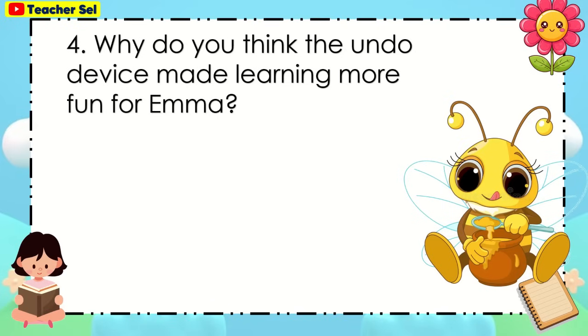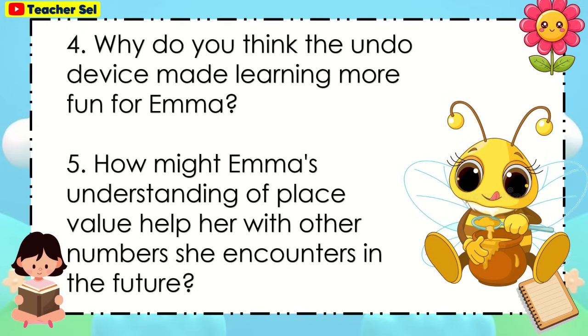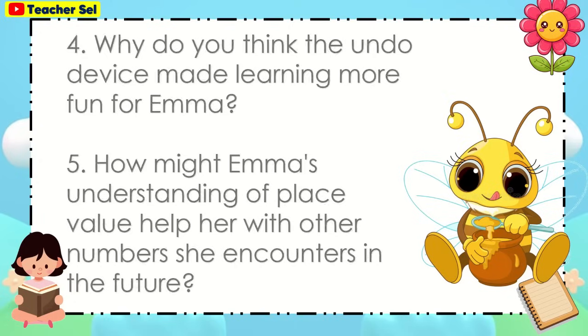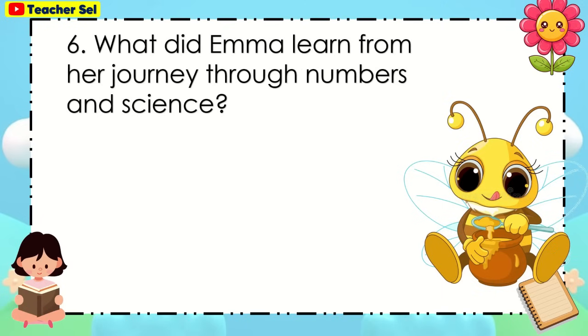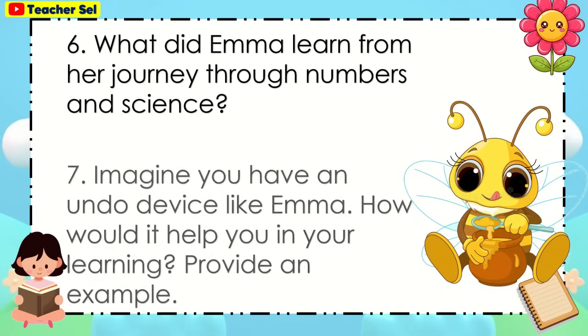Why do you think the undo device made learning more fun for Emma? How might Emma's understanding of place value help her with other numbers she encounters in the future? What did Emma learn from her journey through numbers and signs?